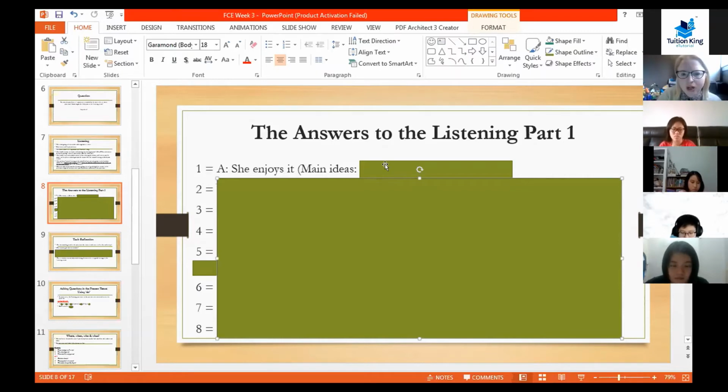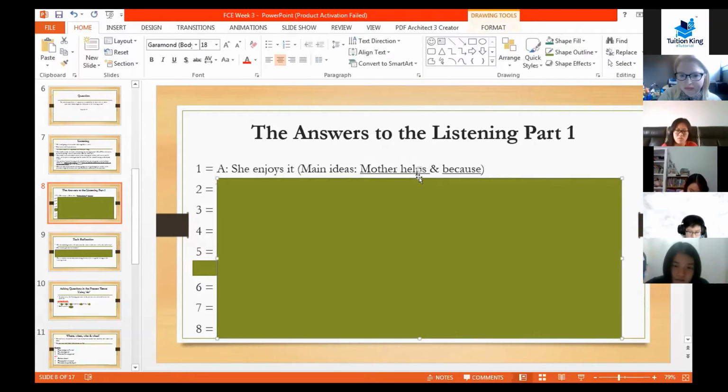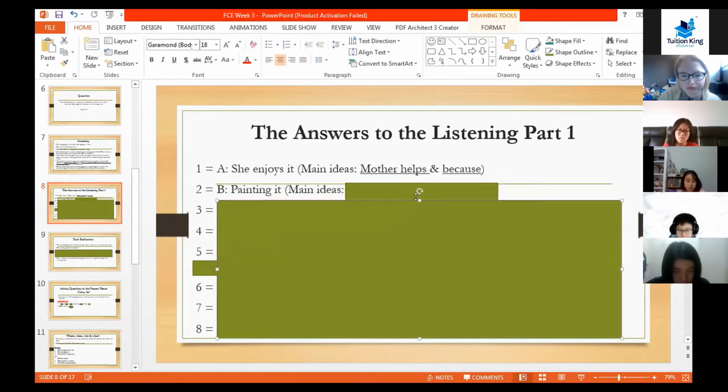Okay, so I'm going to now delete this box so you can see the suggested main ideas. The main ideas suggested for you to underline are, obviously the first one was done for us, mother helps and because. Let's go to number 2. The answer for number 2 is B, painting it.